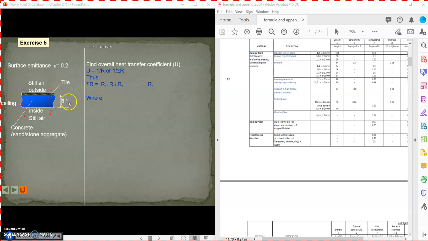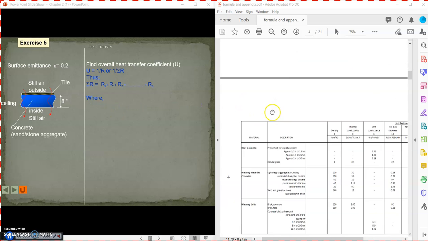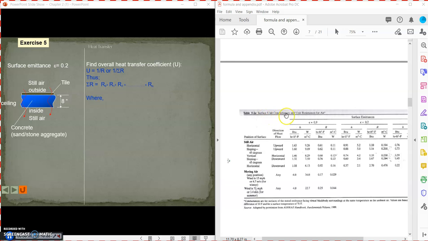So the R outside is now the first one we want to find. R node is R outside, which is the still air outside. Before we find the 2.7, let's look into the table of surface unit conductance and unit resistance for air here.